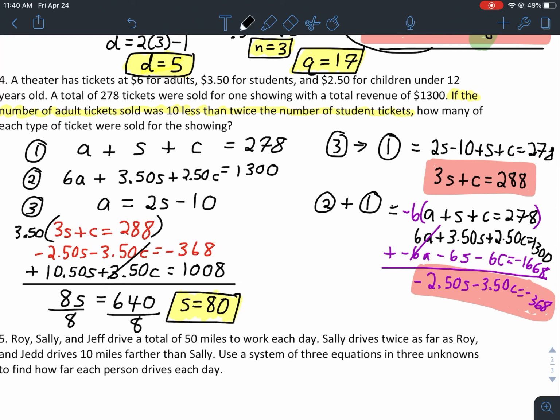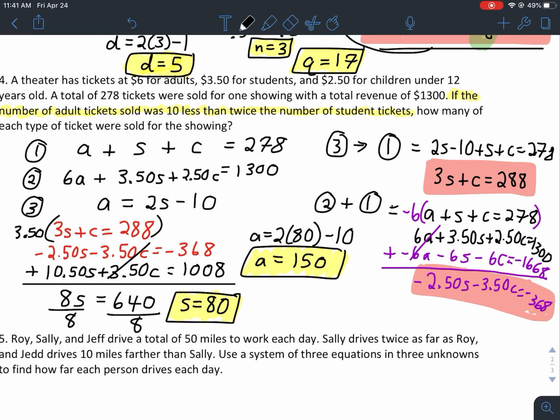And now I need to get the other two. Well, it's the same as the last problem. It's pretty easy if we just use equation 3 here to get the adult tickets. So we know A equals 2 times the number of student tickets minus 10. Well, 2 times 80 is 160. 160 minus 10 would be 150. So we sold 150 adult tickets.